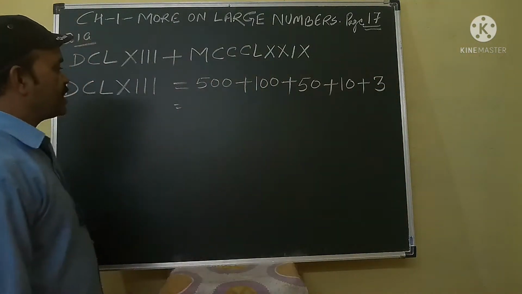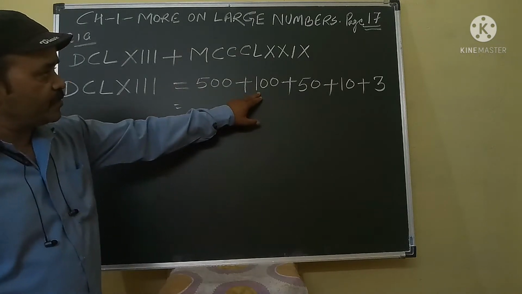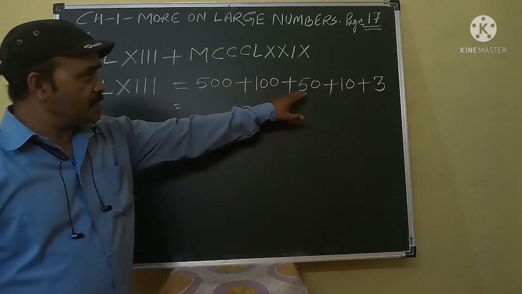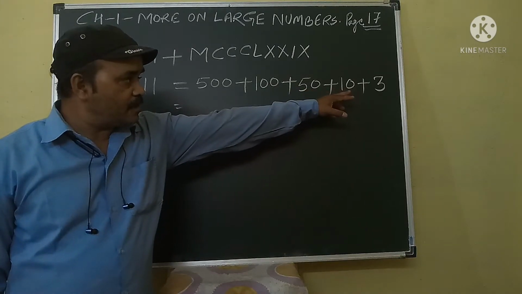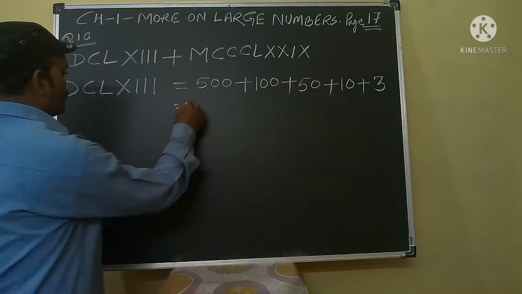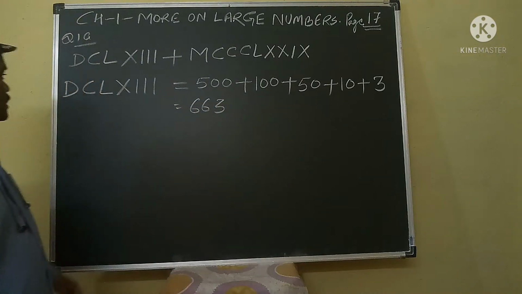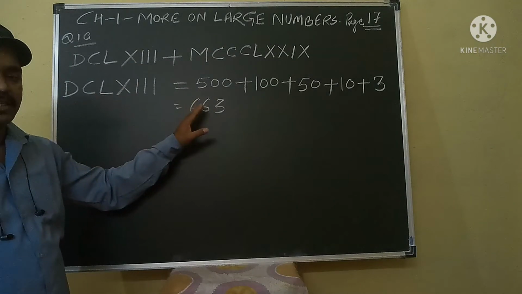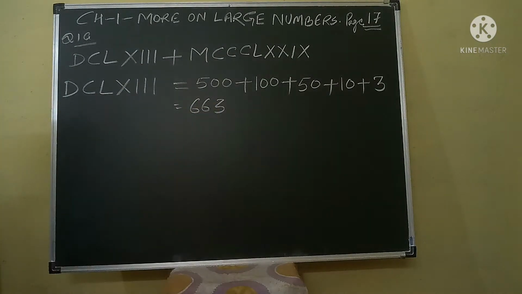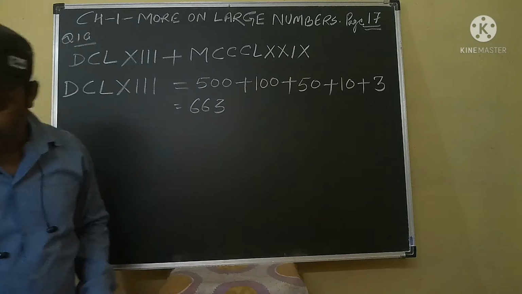After adding, you will get 500 plus 100, which gives you 600, 650, 660, 663. Okay, 663. That means this is the symbol of 663. Okay.